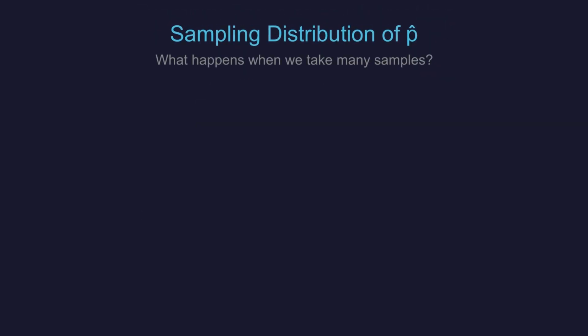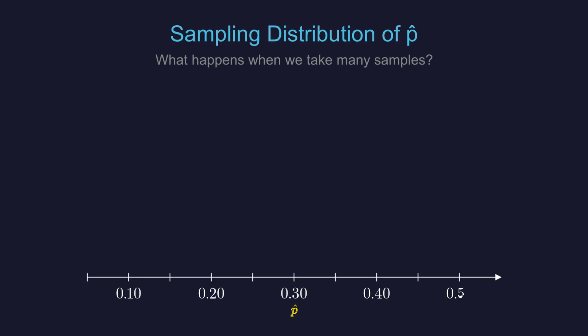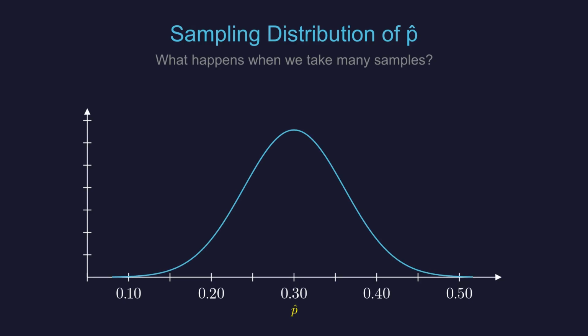Now here's the key question. How good is our sample proportion at estimating the true population proportion p? If we could draw many samples of the same size and compute p hat each time, we'd get the sampling distribution of p hat. For moderate to large samples, this distribution is approximately normal. Centered right at the true proportion p, the shaded region shows one standard error on each side of p. This normal approximation comes from the binomial distribution.